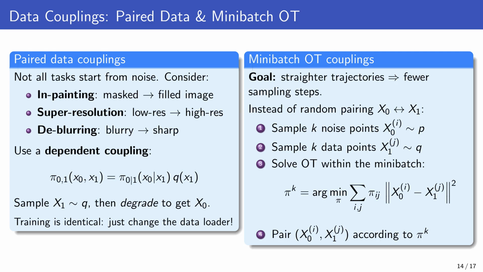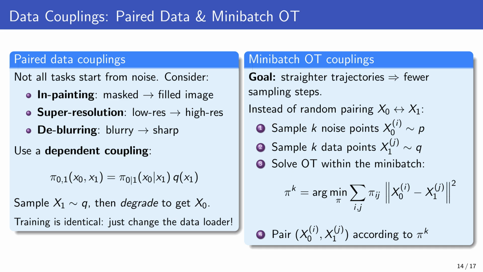The coupling between source and target samples is another degree of freedom in the flow matching recipe, and it has important practical consequences. First, paired data couplings. So far, we have assumed independent coupling. x0 is random noise sampled independently of x1, but many tasks naturally have paired data. In image inpainting, the source is a masked image and the target is the filled image. In super resolution, the source is a low-resolution image and the target is the high-resolution version.